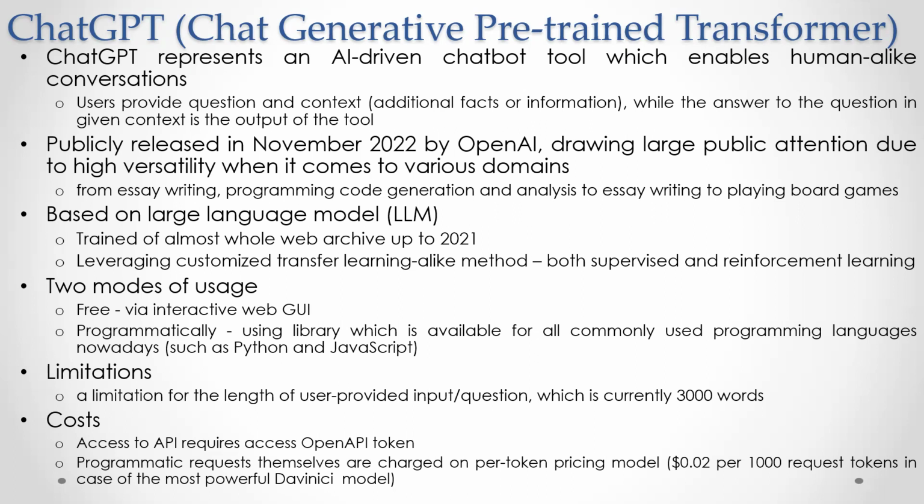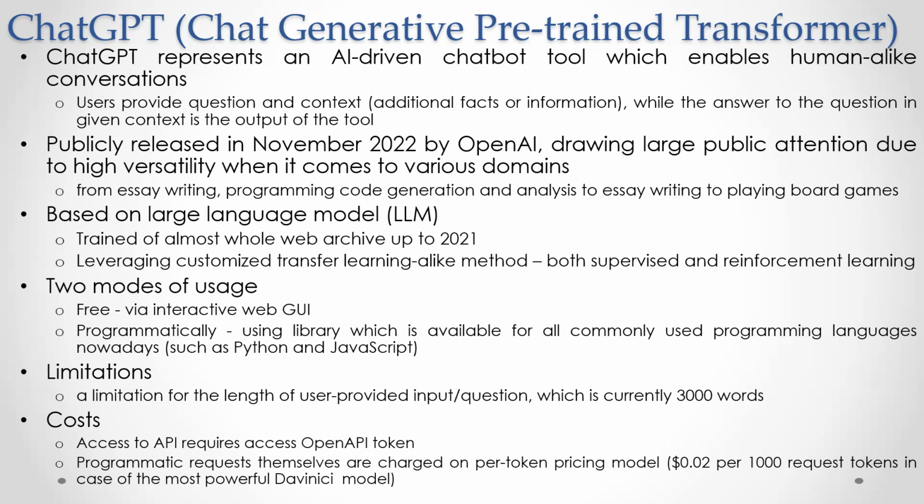So the underlying mechanism is based on large language model, which is leveraging transformer-like customized method, which combines both supervised and reinforcement learning. And the initial version of ChatGPT, which was publicly available, was trained on almost whole web archive, all the publicly available textual data from World Wide Web up to 2021, which is enormous amount of data, which is actually explanation why it's so powerful and able to answer the questions on any topic.